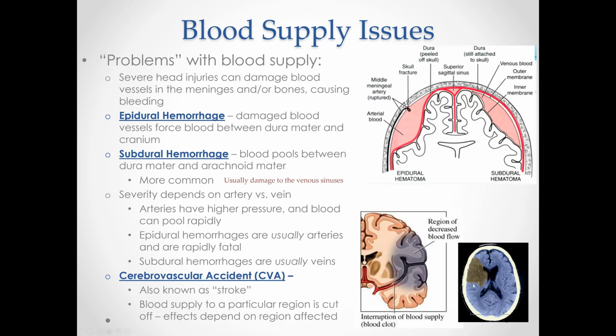And this is what it would look like on a scan, an area of dead neural tissue within the brain. And so the effect of a stroke depends on which region was affected. So again, you've got lots of blood vessels within your brain, so depending on which one the clot got stuck in is going to determine the outcome. And we'll talk a little bit in the in-class activity about some of the types of effects you can get from different types of strokes.